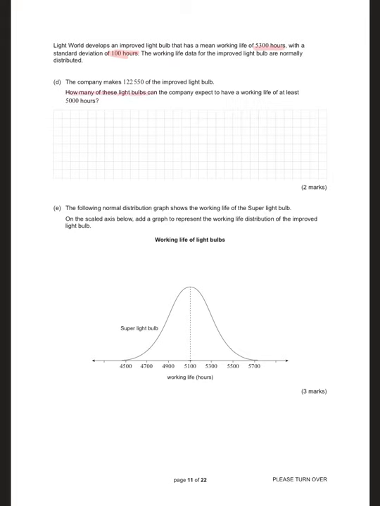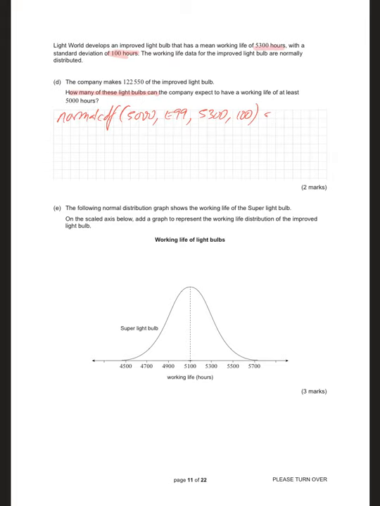How many of these light bulbs? So you have to be careful. It's asking for how many, not the proportion, but we need to find the proportion first using normal CDF. At least 5,000, so the lowest I'm interested in is 5,000. Highest is infinity to the right. 5,300 is the new mean. The new standard deviation is 100.